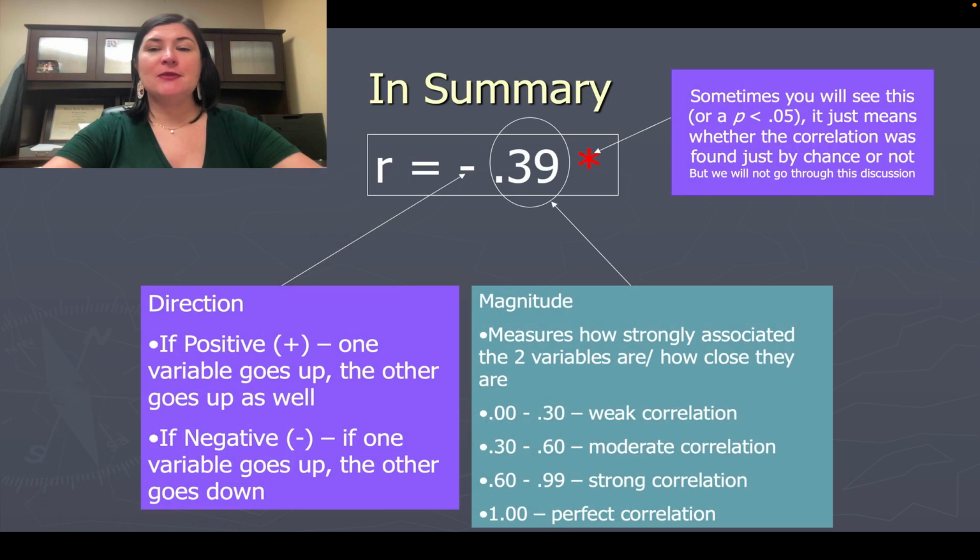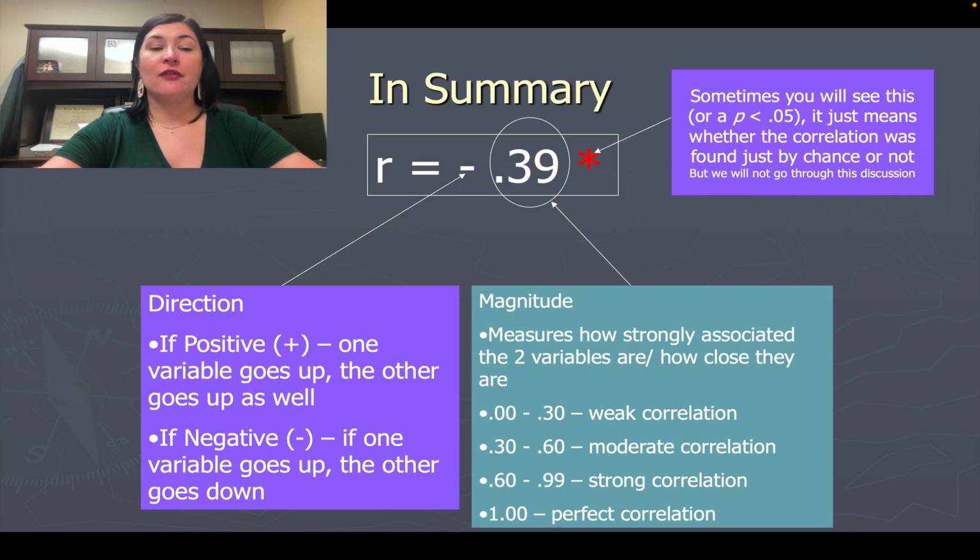So in summary, sometimes you will see this little asterisk and it'll say something like P is less than 0.05. This just means whether the correlation was found just by chance or not. But we won't really talk much about that in this discussion.